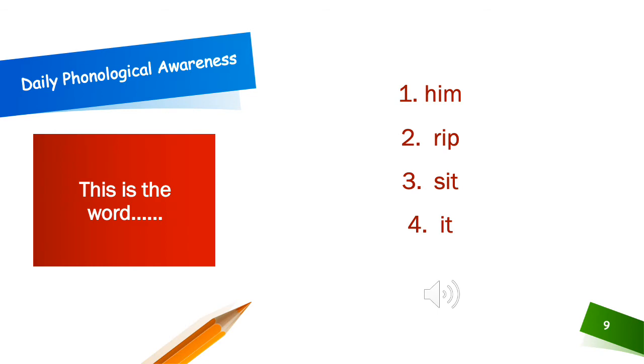Excellent. Now let's do number 4. The I makes the I sound. The T makes the T sound. So I, T. What word do you get? If you said it, you are correct. Good job.